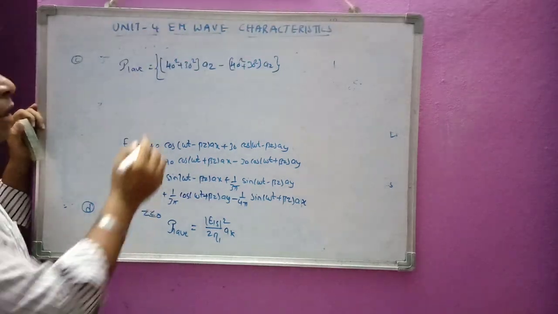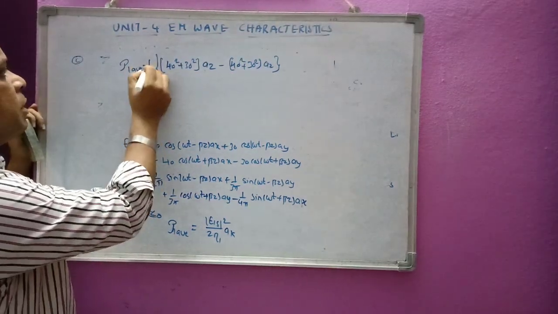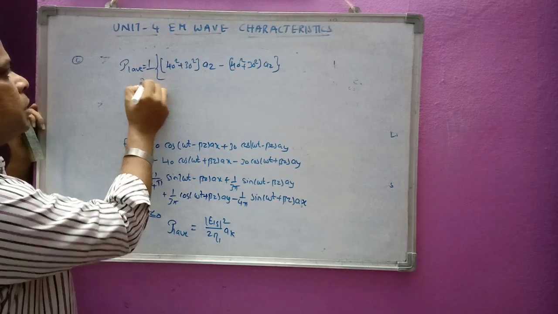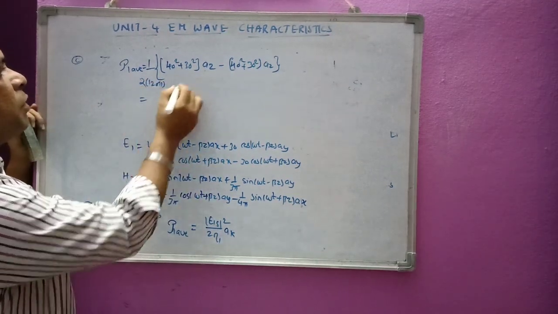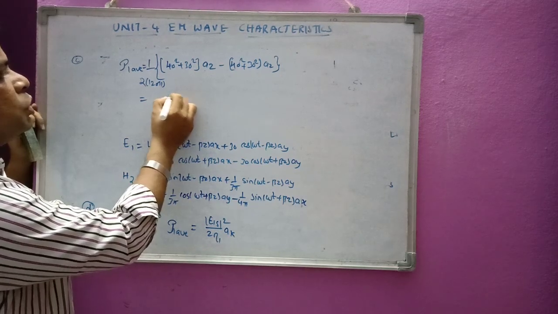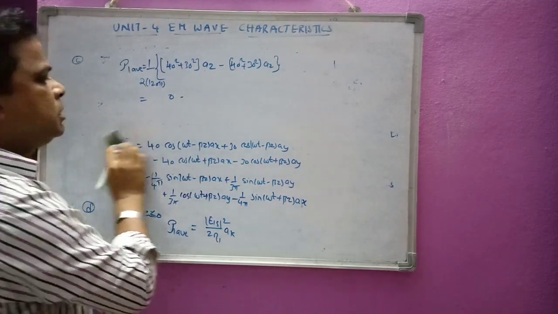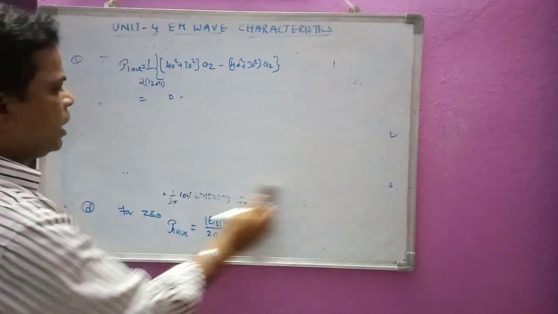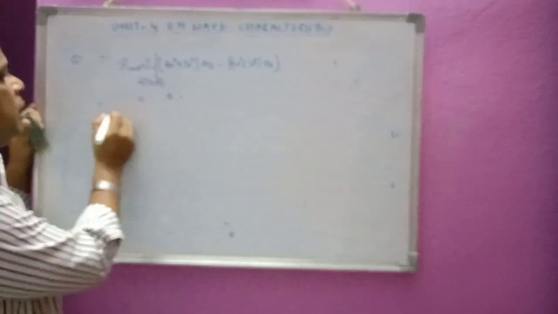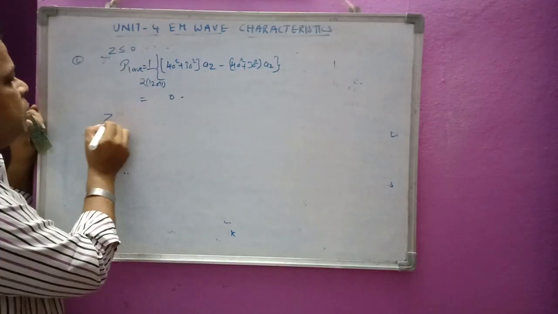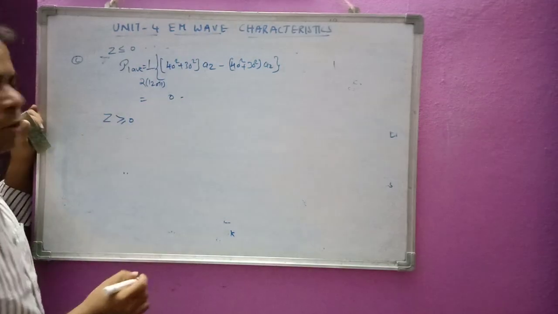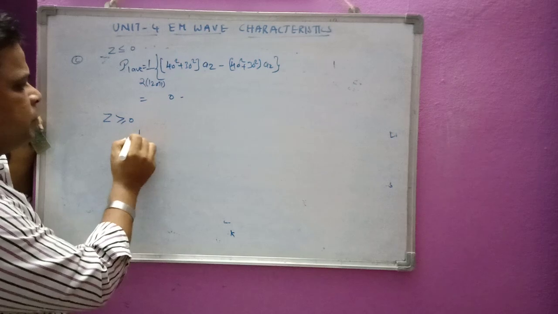So we will get here, I have to write 1 by 2 into eta 1. Eta 1 is eta naught, that is 120 pi. So it will be equivalent to 0. Okay, so the P1 average is 0 directly. Okay, now I have to get the value for z greater than 0. So this is the Poynting vector for z less than or equal to 0, and similarly we have to get it for z greater than or equal to 0. So I can write here P2 average.